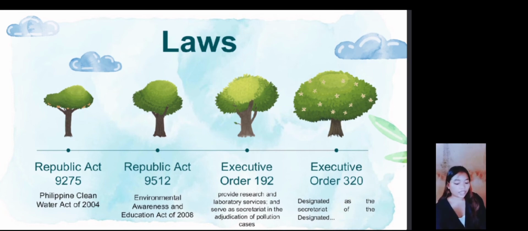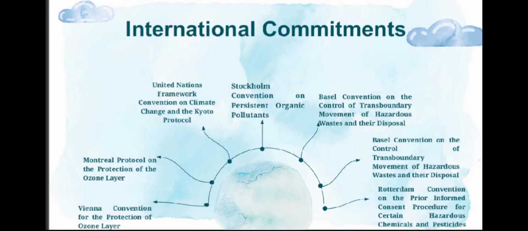The next is international commitments. These are the international commitments: Vienna Convention for the Protection of the Ozone Layer, Montreal Protocol on the Protection of the Ozone Layer, United Nations Framework Convention on Climate Change, and the Kyoto Protocol. Next is the Stockholm Convention on Persistent Organic Pollutants. Next is the Basel Convention on the Control of Transboundary Movement of Hazardous Wastes and their Disposal. Lastly, the Rotterdam Convention on the Prior Informed Consent Procedure for Certain Hazardous Chemicals and Pesticides.